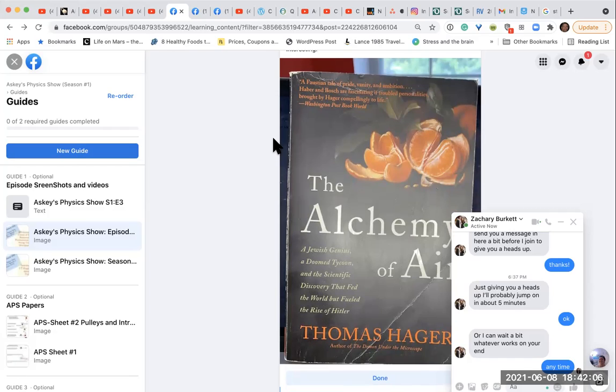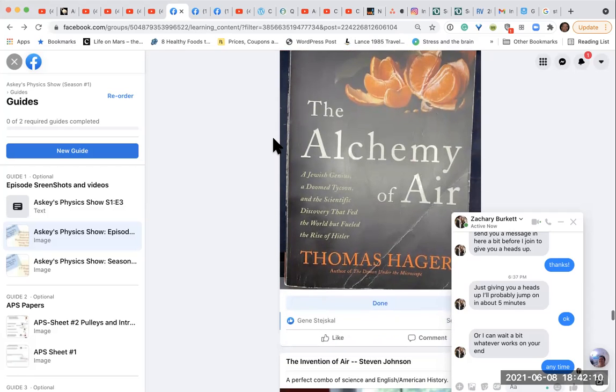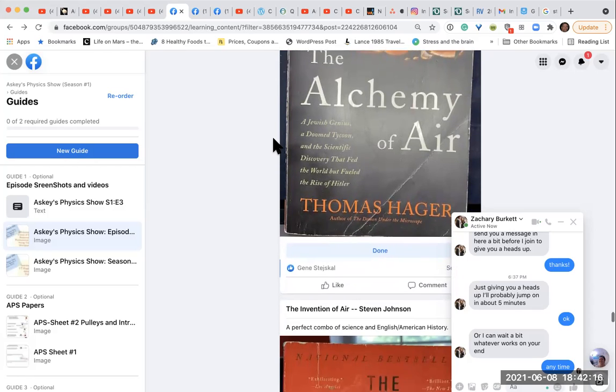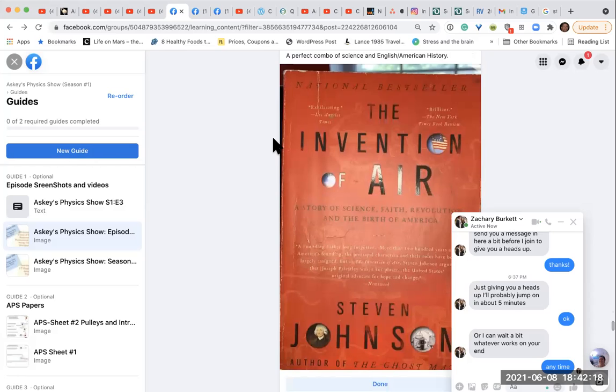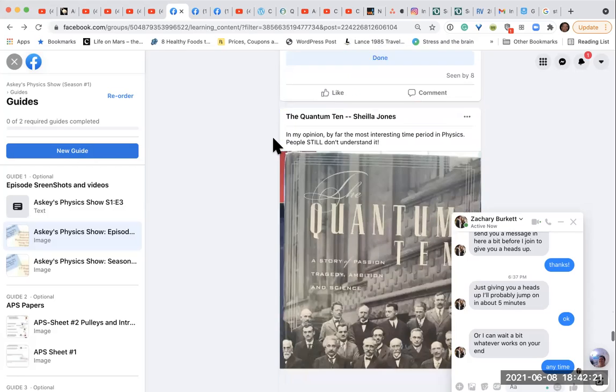If there's a history and a science aspect to it, then that's the book I want. So Alchemy of Air is one of the better books. Probably one of the top 10 books I've ever read, I think. It's an excellent book, good summer read, not too difficult. Invention of Air is great too. Steven Johnson's a gifted writer.